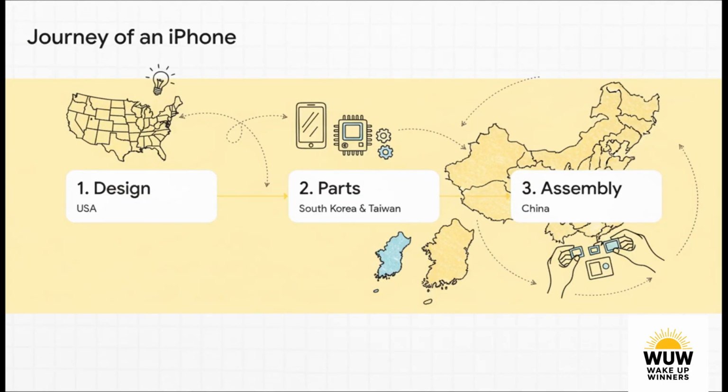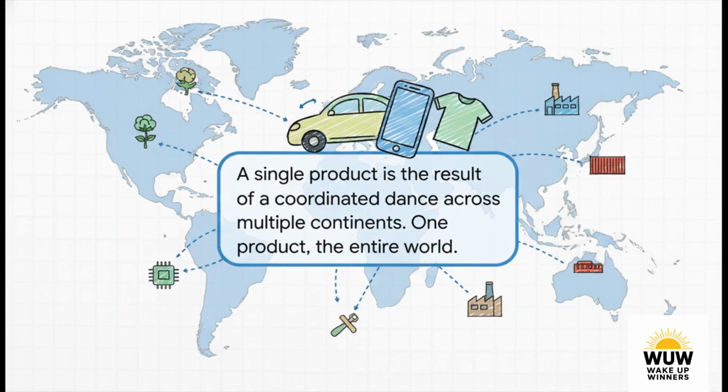And here's a perfect example that makes this whole idea real. Just look at the phone that's probably in your hand or pocket right now. An iPhone. The idea, the design, that happens in the USA. But the really high-tech bits, the screen, the computer chips, those are made by specialists in South Korea and Taiwan. And then all those parts are shipped to the world's factory, China, to be put together. And that right there, that just perfectly sums up the core idea. One single product is the result of a global dance across continents.